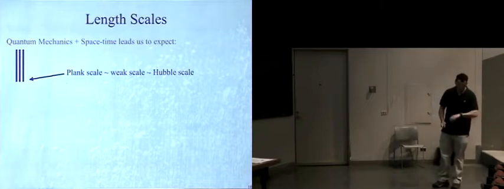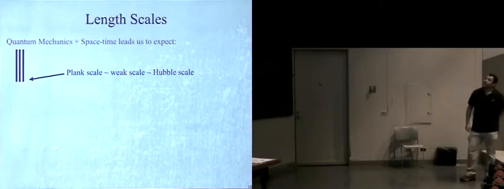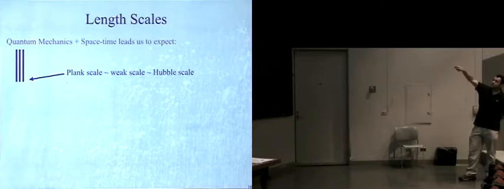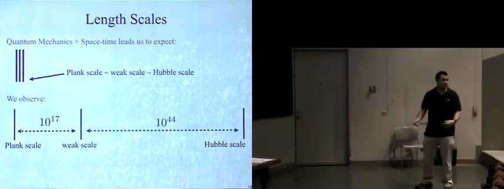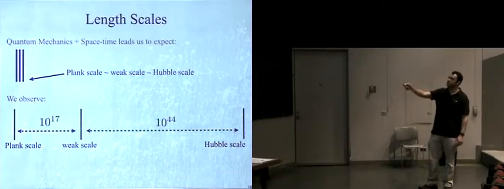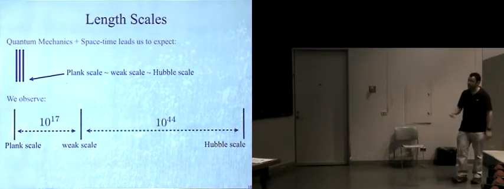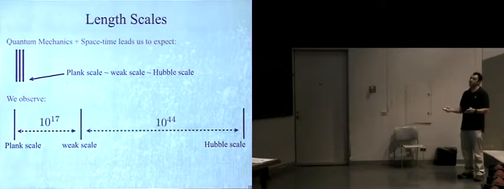Okay, so just to wrap up here, naively, these basic principles that have been so successful, quantum mechanics, space-time, would lead us naively to expect a picture to look like this. We have these 3 length scales, and they're all basically the same. There's the Planck scale, the Weak scale, and the scale of the universe. And what we observe is very different from this. We have huge splitting. So 10 to the minus 17. Here, this is 10 to the 44, 10 to the 17. So it's totally different from what we observe.